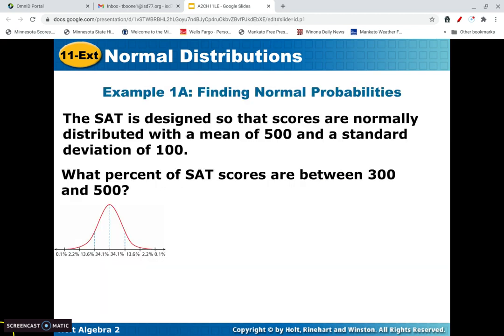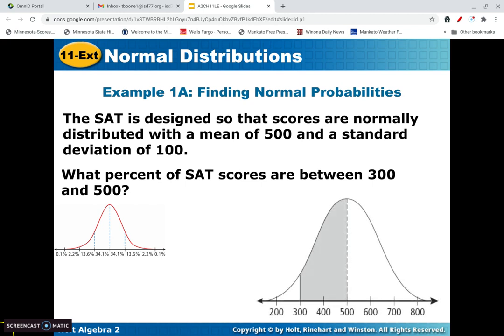Here we go. The SAT is designed so that scores are normally distributed, with a mean of 500 and a standard deviation of 100. What percent of scores lie between 300 and 500? Draw yourself a normal distribution, go straight down from that peak, which is the mean of 500, and mark 1, 2, 3 standard deviations above, noticing that's 100 each, and 3 standard deviations below. That gives you percentages you can use with the normal distribution.